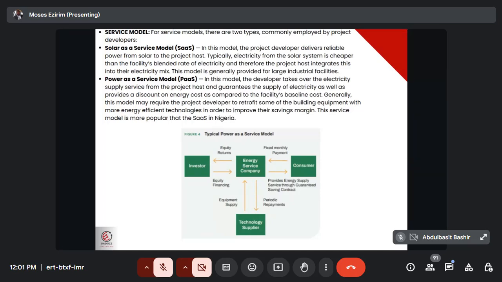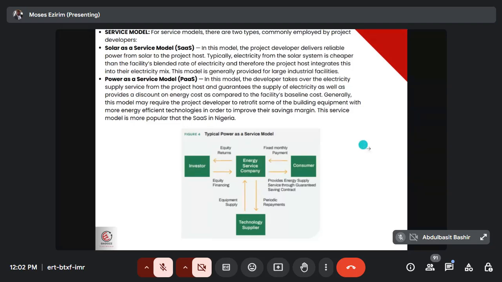Then for the power as a service, it is really every month as agreed. It can be every month, it can be every quarter, depending on what is there in the PPA. A fixed amount. You understand? So that is that. Now for both of them, there must be a payback period. For solar as a service, there's a payback period. For power as a service, there's also a payback period, depending on what the model is. So we're going to see all that when we get there.